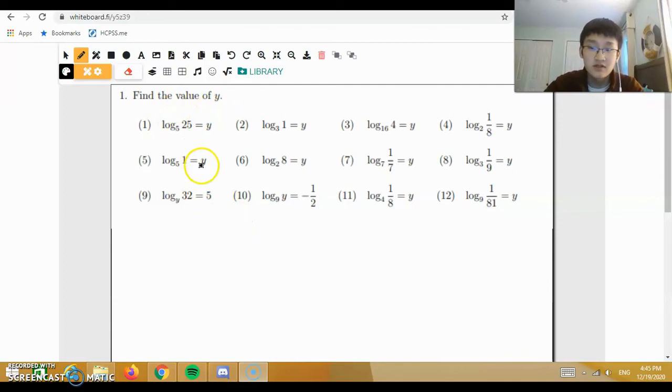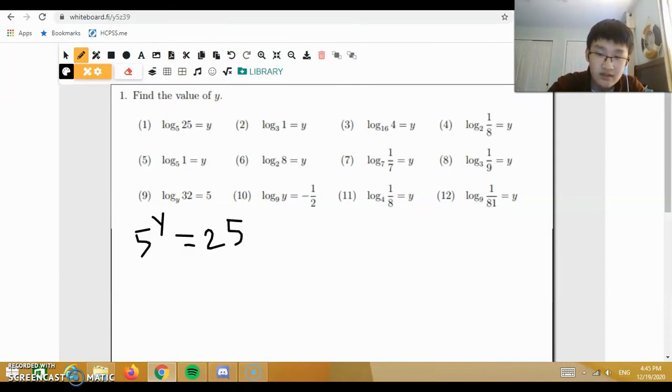So essentially you could rewrite problem 1 as 5 to the power of y is equal to 25. And if you think of this mathematically, doing some mental math, you would know that 5 to the power of 2 equals 25, because 5 times 5 is obviously 25. So that means your answer to number 1 would be y equals 2, and that is ultimately the correct answer.